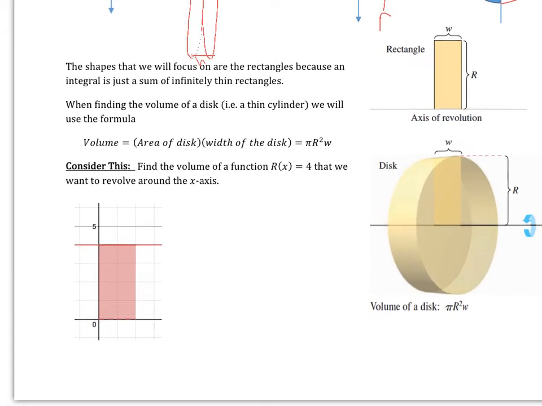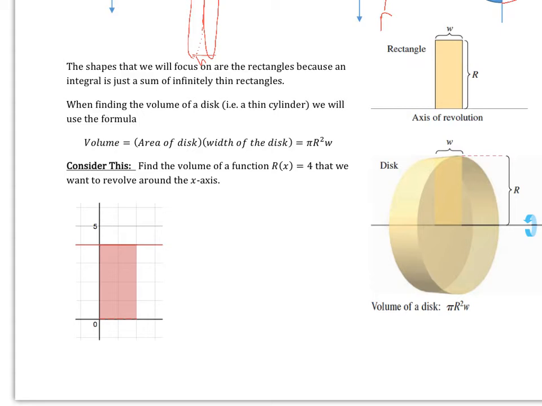And the way we can find that volume of the disc, okay, the volume of a disc or a cylinder is the area of the disc times the width, okay? Or you might remember from geometry, volume equals the base area times the height, okay? And that's going to be given to us by pi r squared, where r is the height of this disc, times w. So let's find some volumes here.